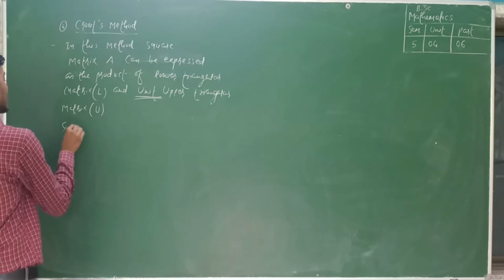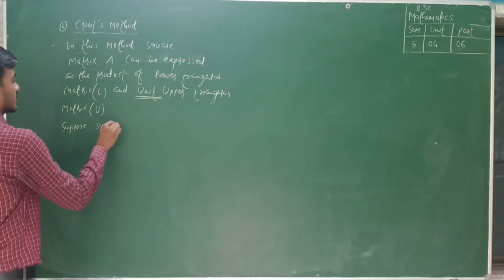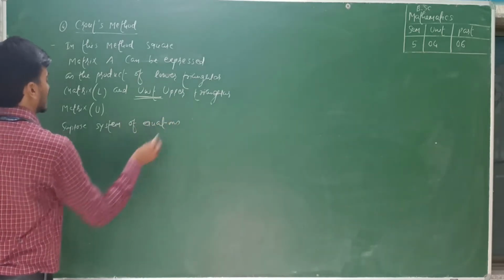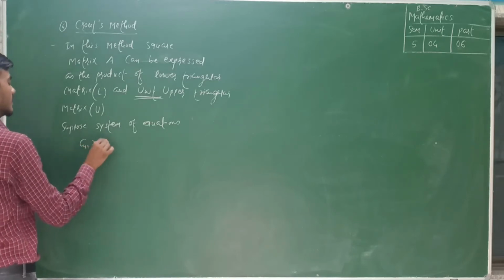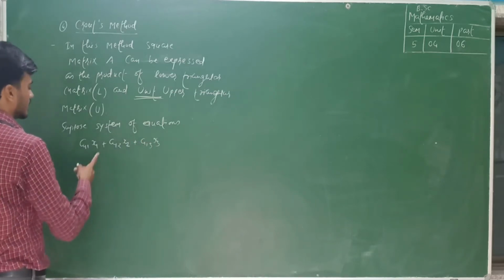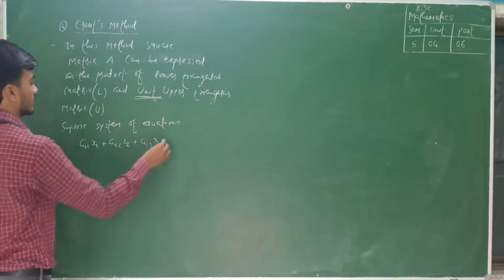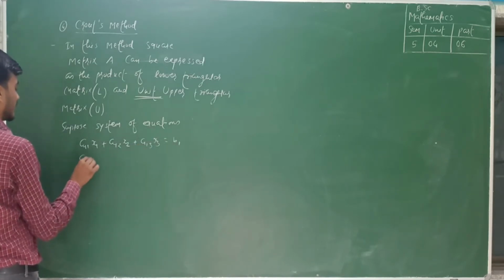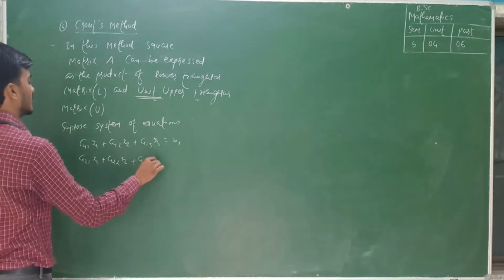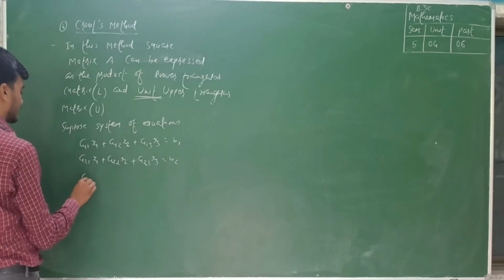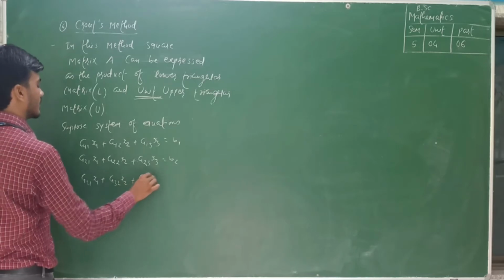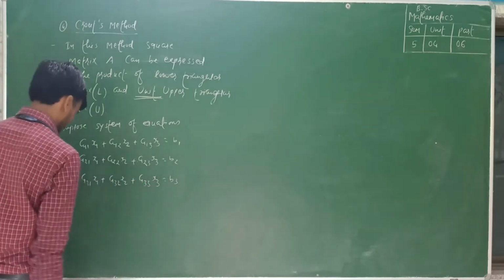Suppose the given system of equations is: A11x1 plus A12x2 plus A13x3, you can write this as x, y and z also, is equal to B1. A21x1 plus A22x2 plus A23x3 is equal to B2. A31x1 plus A32x2 plus A33x3 is equal to B3.